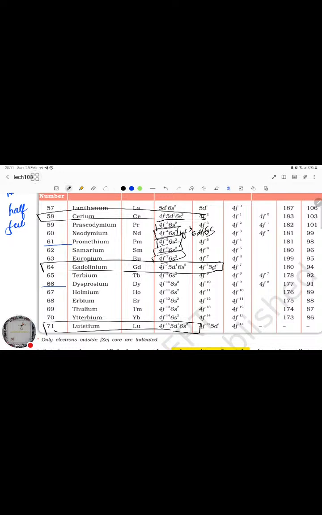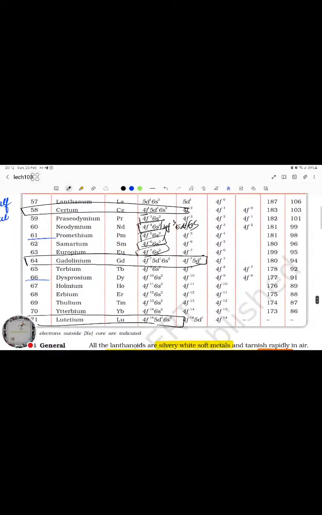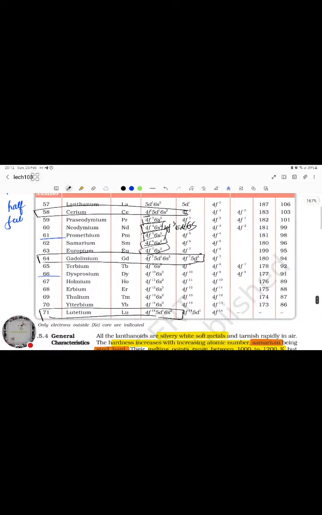In case of praseodymium, neodymium, promethium, samarium, europium, terbium, dysprosium, holmium, erbium, thulium, ytterbium and lutetium. Yes, so that's how the things are going to be.